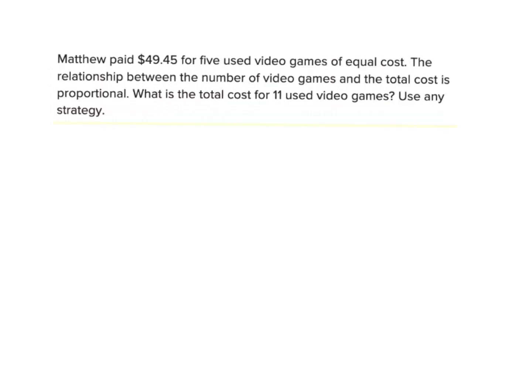All right, let's try another one. It says Matthew paid $49.45 for 5 video games. I'm just going to set up a proportion. So it's $49.45 for 5 video games. Notice how I always like to put my labels.